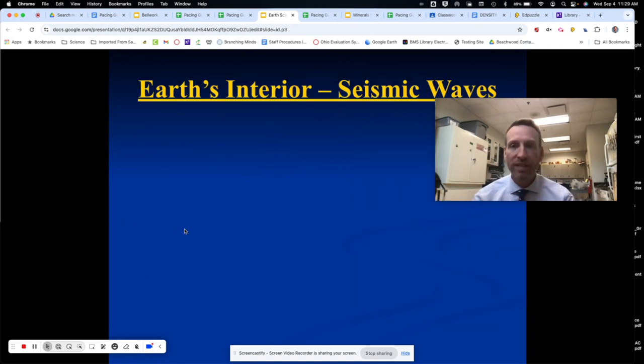But before we get to that, we need to talk a little about what seismic waves are, because seismic waves are the key to how scientists have figured out over the years what is beneath us. We've never been able to dig past the crust. So how do we know about the mantle, the outer core and inner core? One of the main reasons we know is seismic waves.